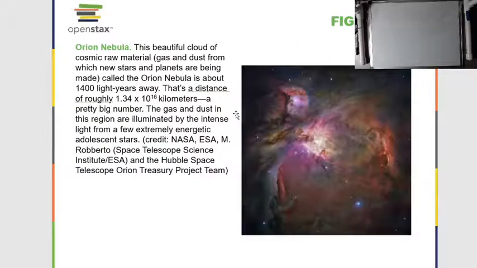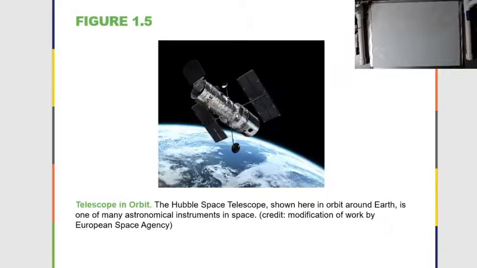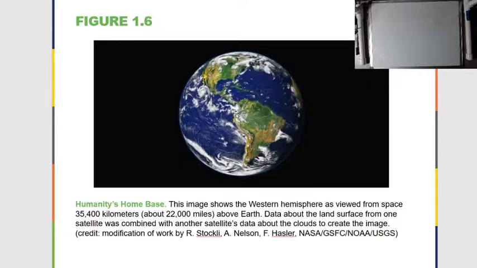This is the Orion Nebula, which is about 1,400 light years away. It's the nearest star-forming region to Earth. Here's the Hubble telescope. The Hubble telescope is probably the most important scientific instrument in the history of mankind. Single instrument, more science has come out of the Hubble telescope than any other single instrument. There's our friend the Earth.